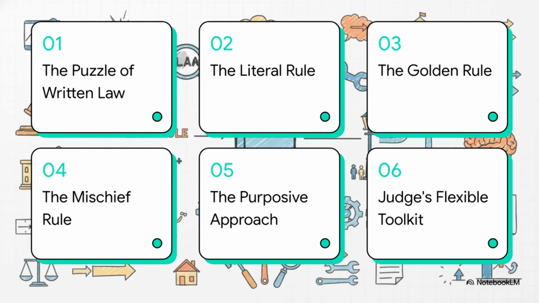All right, so here's our plan. We're going to open up that judicial toolkit. We'll start with the puzzle of written law, then dive into 4 key approaches judges use: the literal rule, the golden rule, the mischief rule, and the purposive approach. Finally, we'll see how it all comes together as a judge's flexible toolkit.